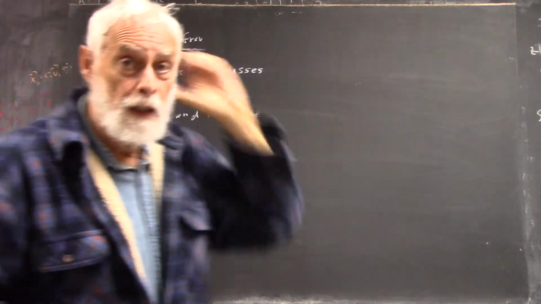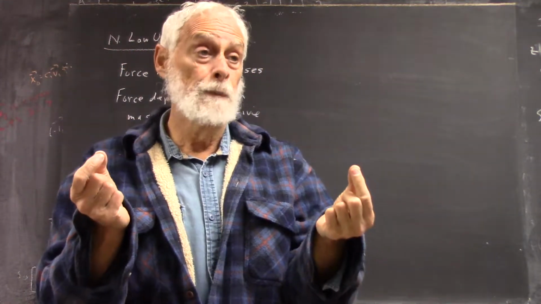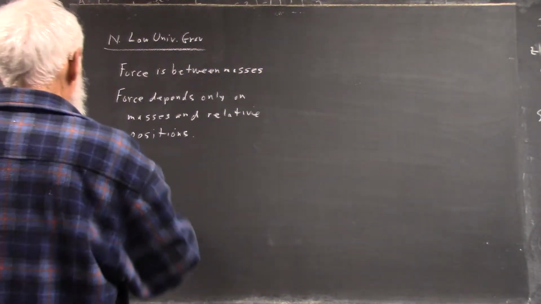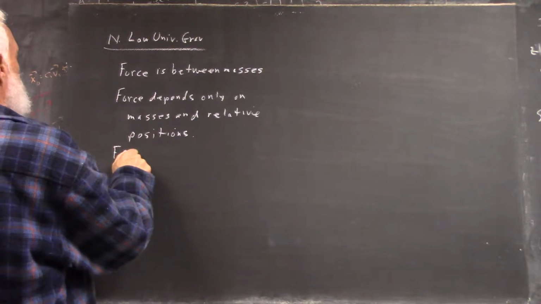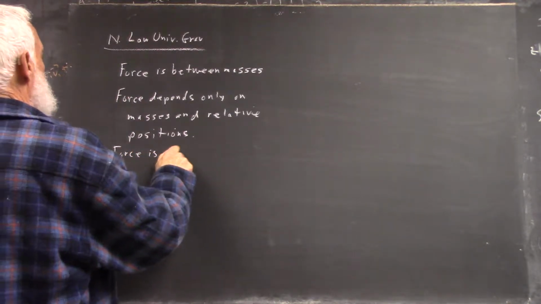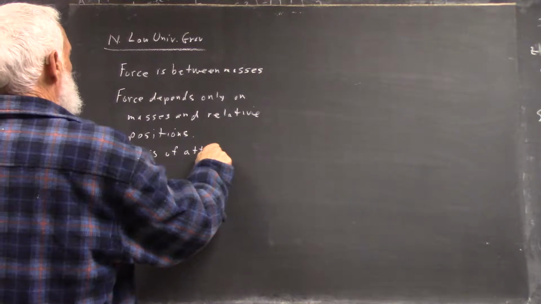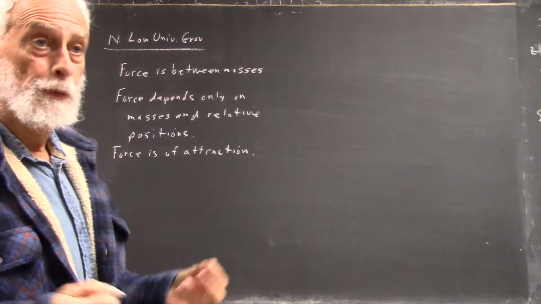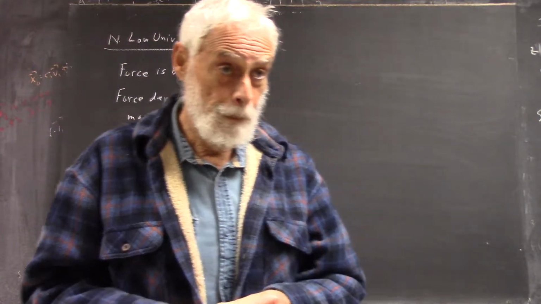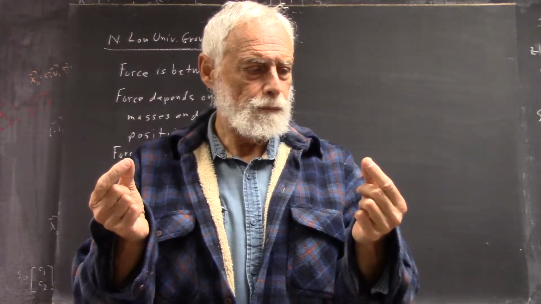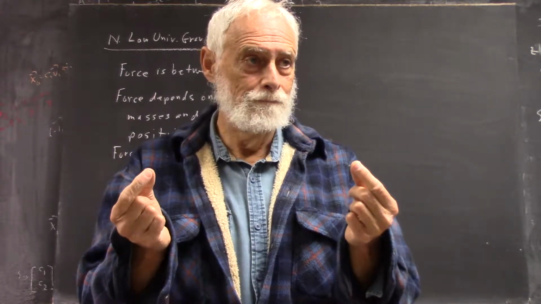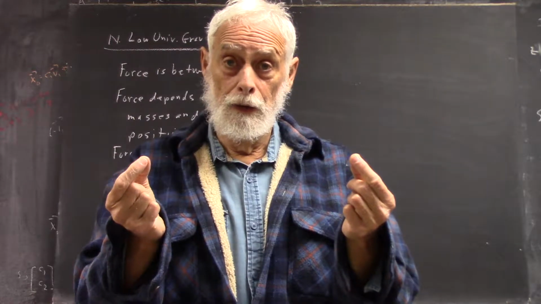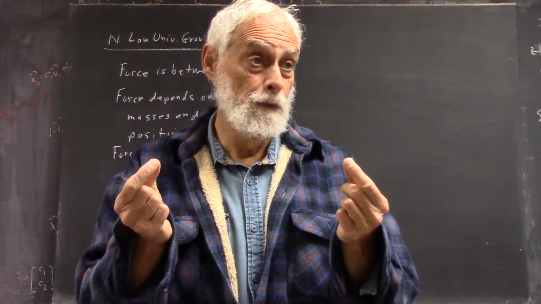Now, if you've got a mass here and a mass here, the other thing we better say right now is that the force is one of attraction. There's no repulsion as there is with magnets. So we've got two masses here, different masses, it doesn't matter, and they exert a force of attraction on each other that we could measure.